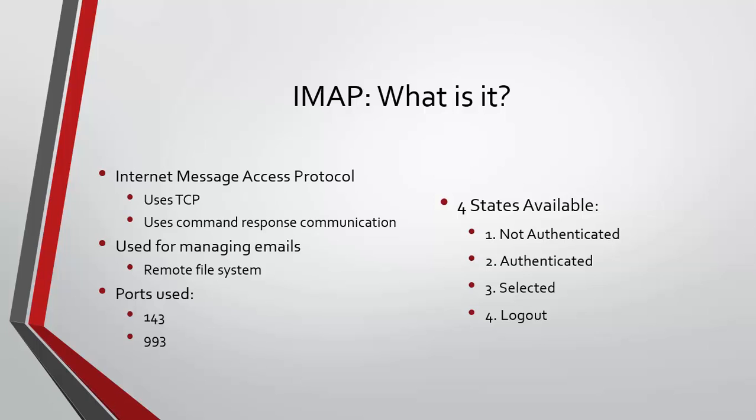Next is selected. The client will move into this after a mailbox has been selected. This is where they can operate within it. Once they're done, they'll exit and go back to the second state, authentication. In here, they could either go to a different mailbox, or if they're done, they will move into the logout state. The logout state is to close the connection, and it only lasts long enough for it to be closed, and then it's done.